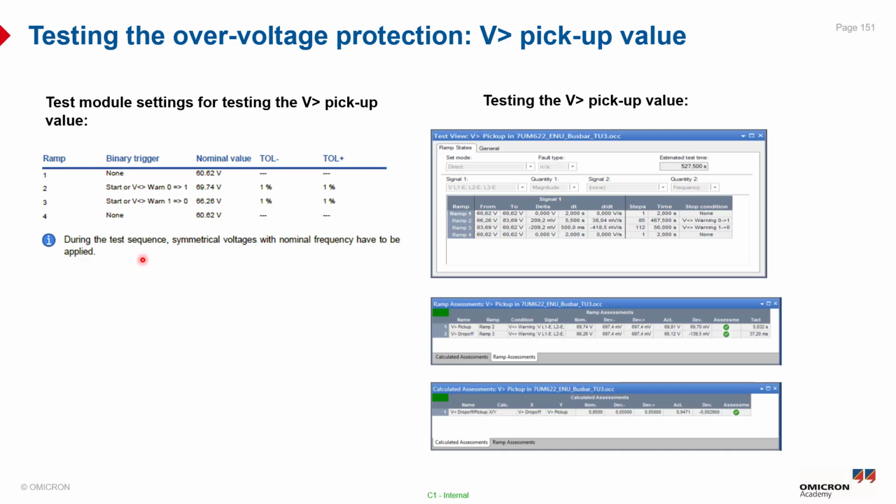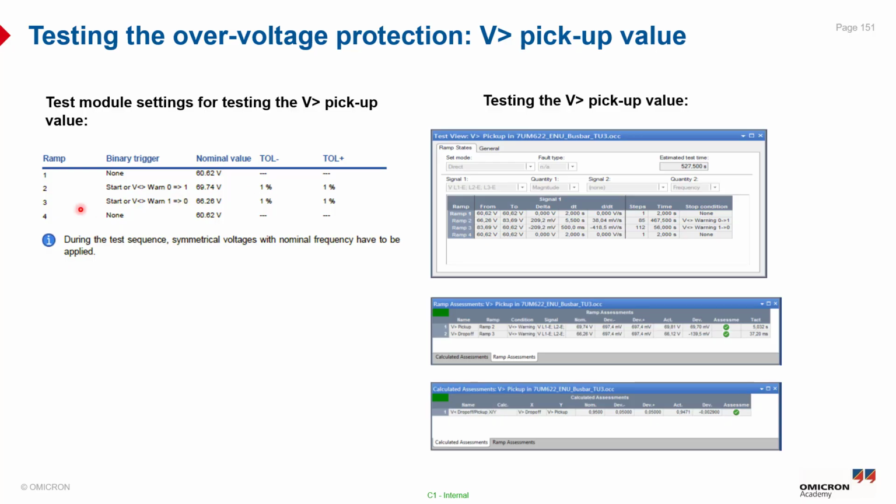So you can see here the test module settings for the V greater overvoltage pickup value. We have four ramps. In the first ramp there is no need to assign a binary trigger, and we will inject the nominal value of the voltage. In ramp number 2, we will use the start or the warning signal as a trigger condition from 0 to 1 with a 1% tolerance, plus or minus, based on the relay technical specification.